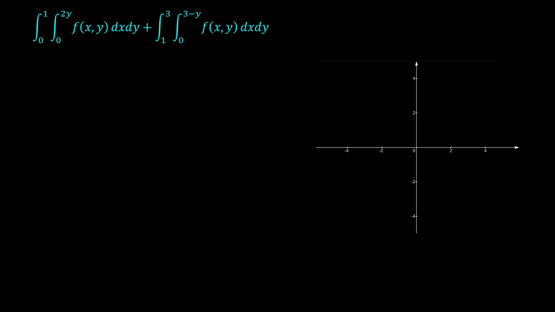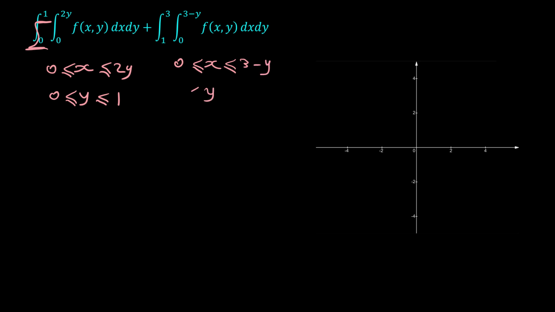In this video, we want to learn how we can reverse the order of integration in double integrals. Our first example is the double integral of the function f, where x changes from 0 to 2y, so x is between 0 and 2y, and y is from 0 to 1, plus the other integral of the function f again, but here x is from 0 to 3 minus y, and y is between 1 and 3.